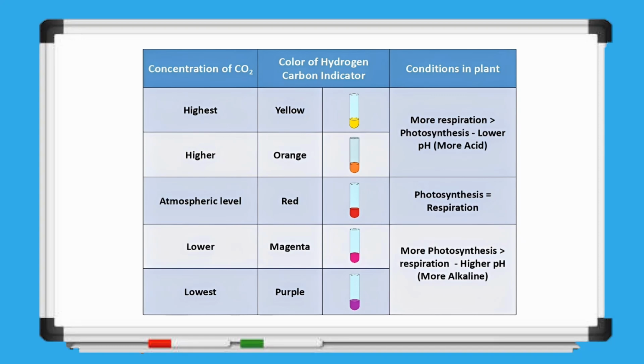So overall, this chart helps us understand how the color of the hydrogen carbonate indicator reflects the balance between photosynthesis and respiration, which we can use to measure how environmental conditions like light intensity or temperature are affecting the rate of photosynthesis.